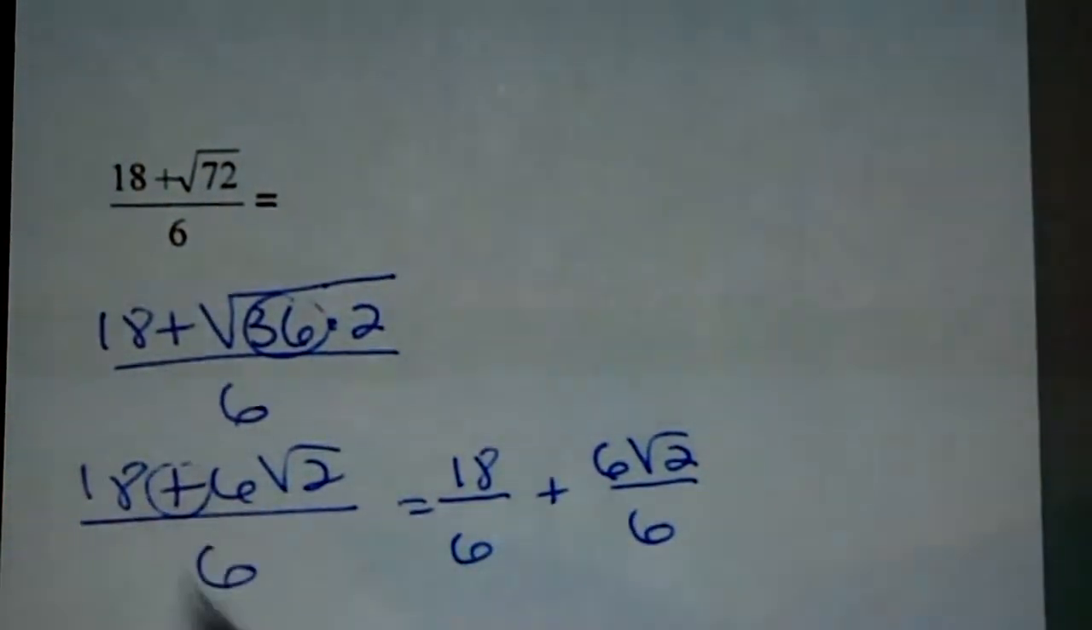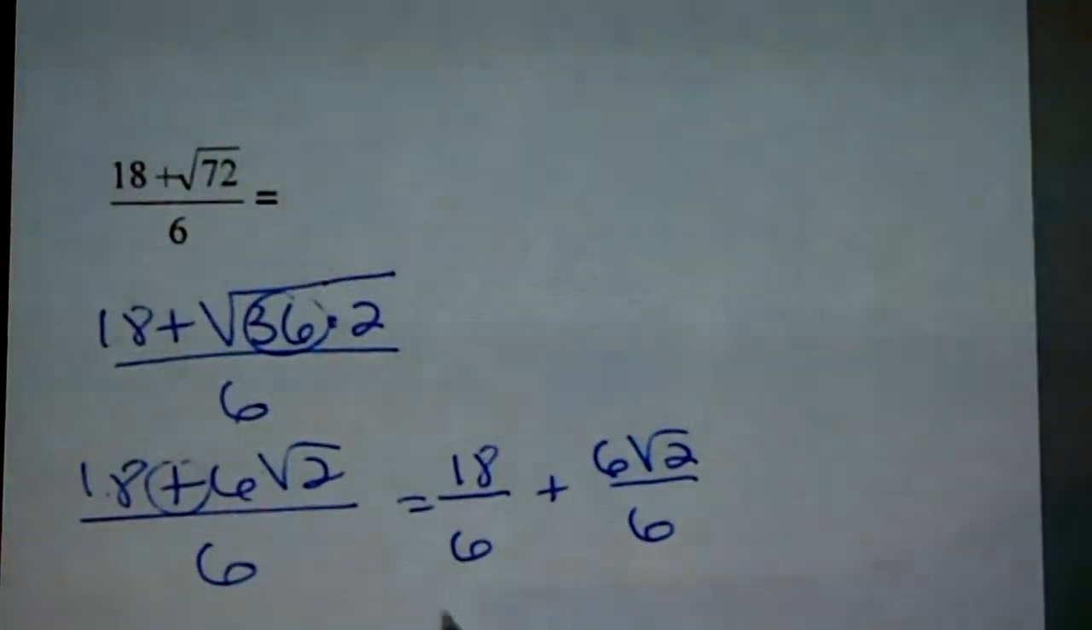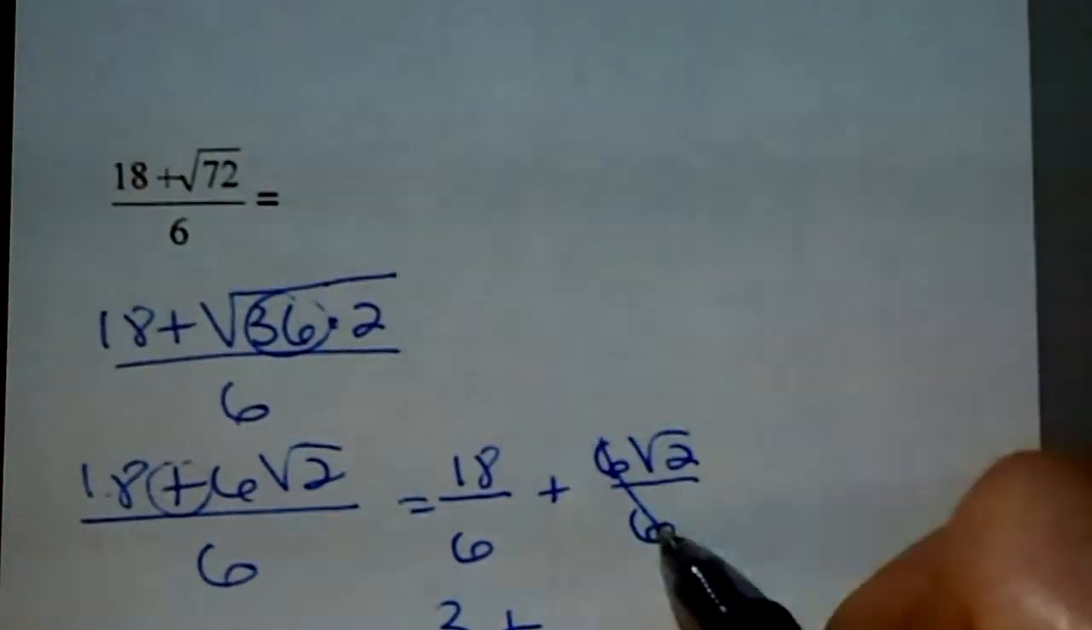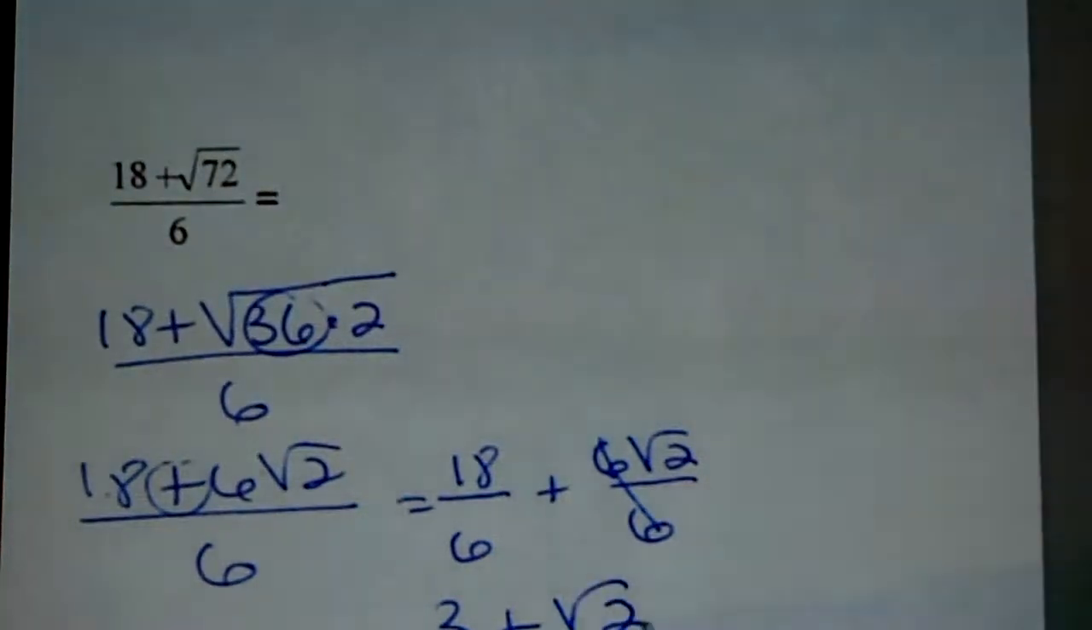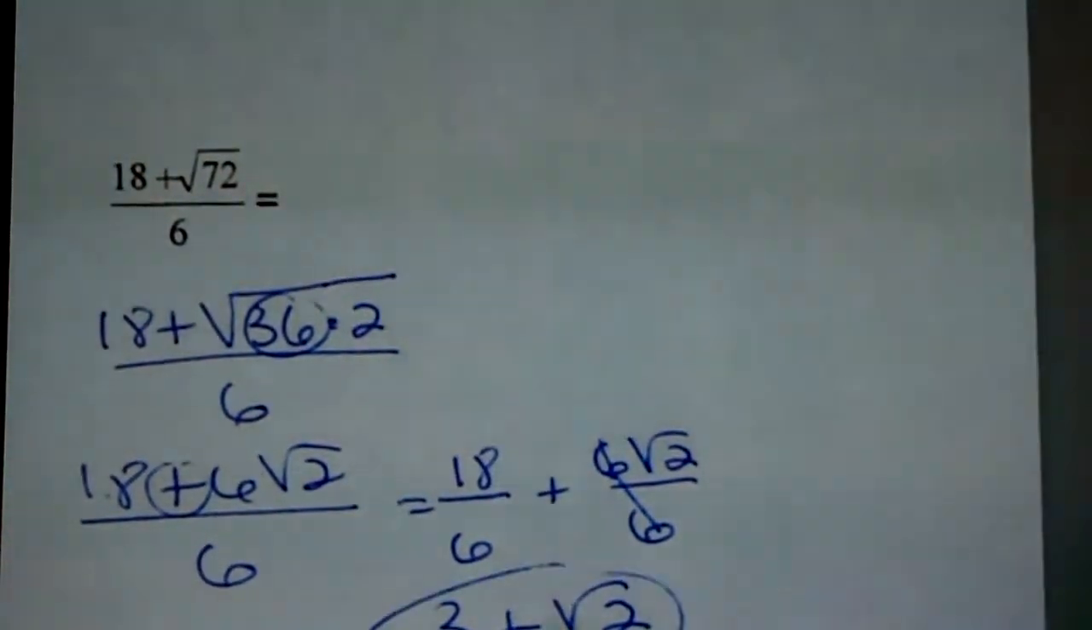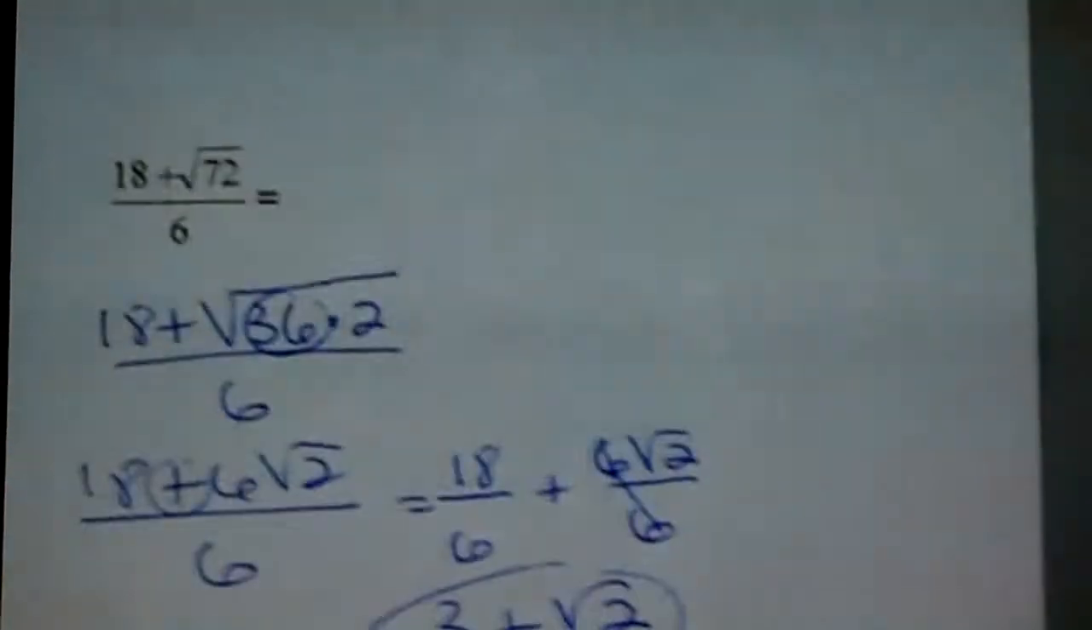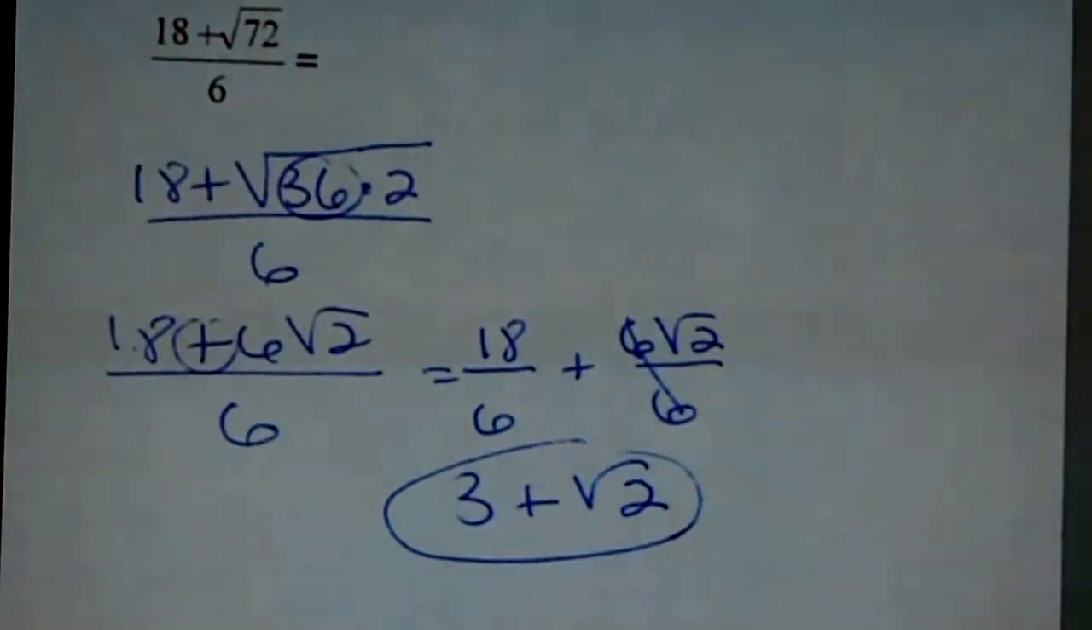There's an addition sign between. That means each term is being divided by 6. Well, 18 divided by 6 is 3. 6 divided by 6 is 1. So, again, I'm left with 3 plus the square root of 2. The moral of the lesson is that all the answers are the same. Sorry, they just came out that way.